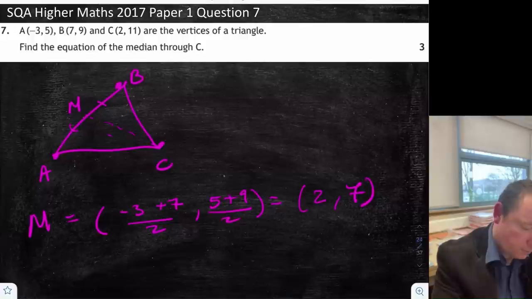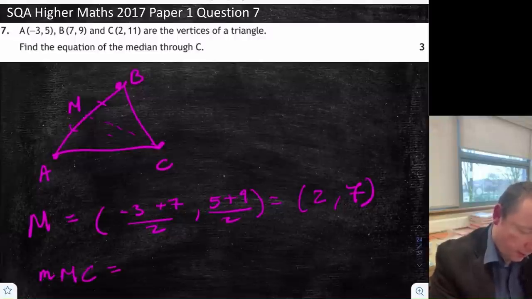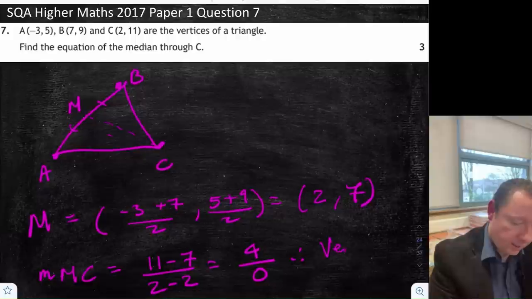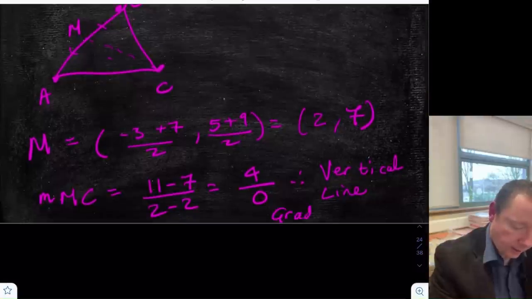Now, our midpoint is (2, 7), so our gradient of M to C, well, C, we've got 11 - 7 on top, over 2 - 2 on the bottom. 11 - 7 is 4 over 0. Oh, wait a minute, we're dividing by 0, we can't do that. Therefore, it's a vertical line. If you get an undefined gradient, it is a vertical line. Gradient is undefined.